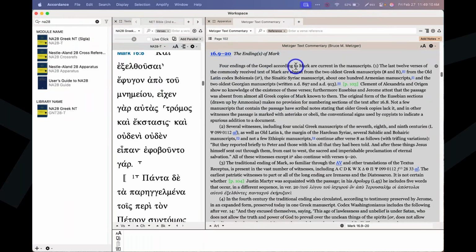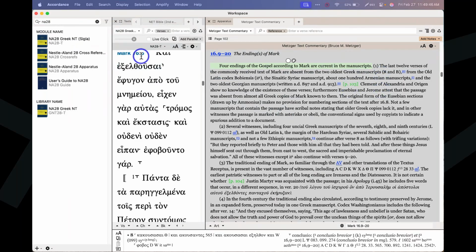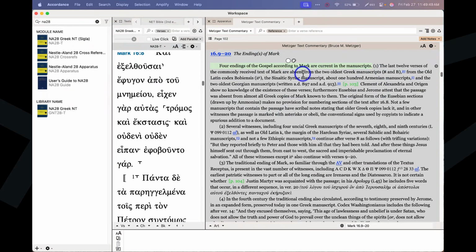Four endings of the gospel according to Mark are current in the manuscripts. What that means is that it's not an issue of translation per se. The issue is that we have different manuscripts saying different things, and that may happen from time to time. We'll see different spellings, or maybe a clause is left out or reordered. This is a pretty significant divergence according to manuscripts. So it's saying here that the last 12 verses of the commonly received text, so ending at verse 8, are absent from the two oldest manuscripts and some others.